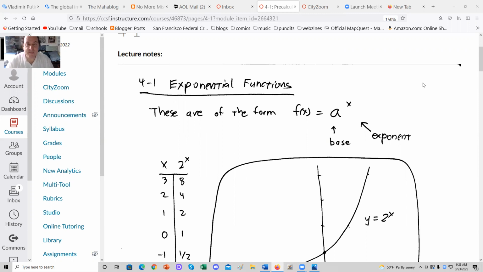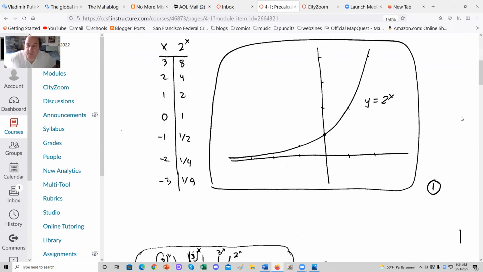We proceed. Chapter 4, exponential functions. An exponential function is of the form a to the power x. Instead of x to some power a, it's a to the power x. A is the base, x is the exponent, therefore the name exponential. For example, y equals 2 to the x. And here's a table of values.